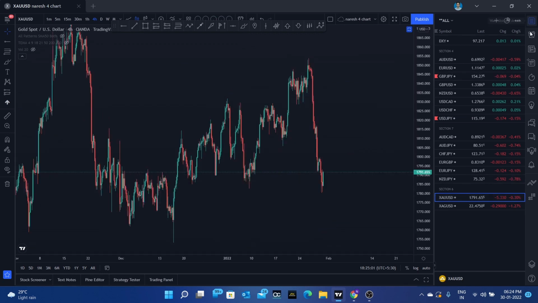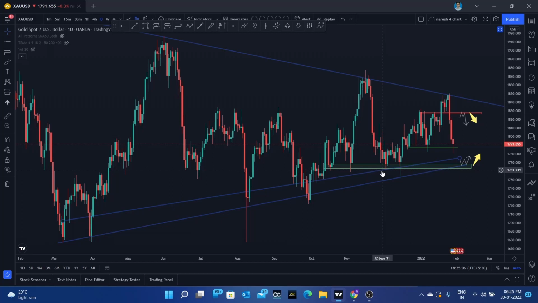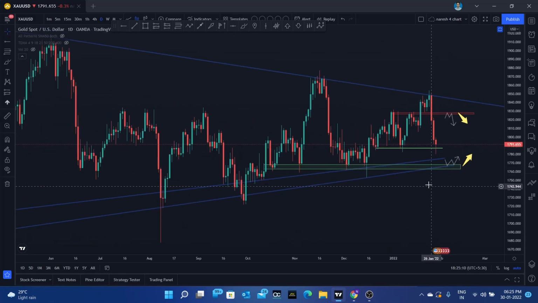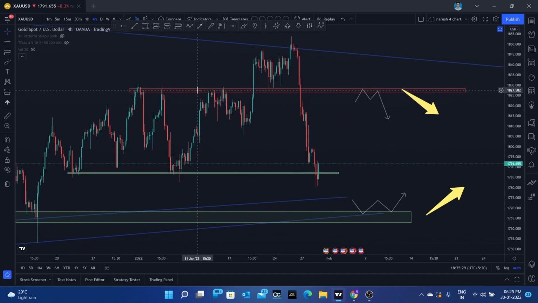Let's go with gold. In 1 day time frame, we can see it is near a support area, and this is also a good support area, guys. If it is holding this area, you can go for long entry here. And if it is facing rejection in this area, you can go for short entry, guys. In 4 hour time frame, you can see we are having a heavy resistance in this area.